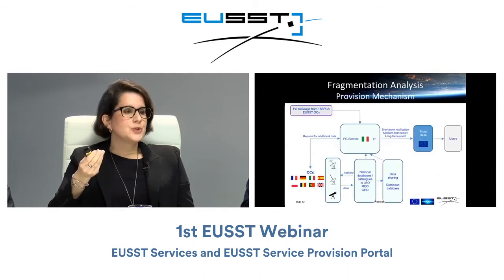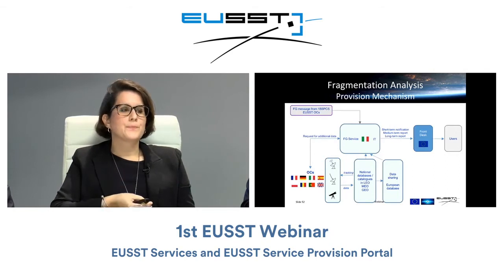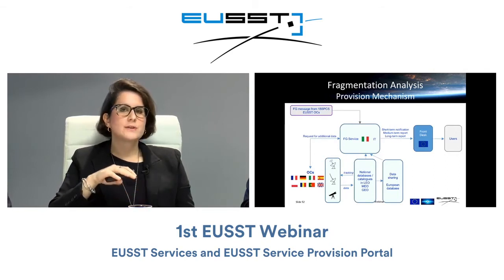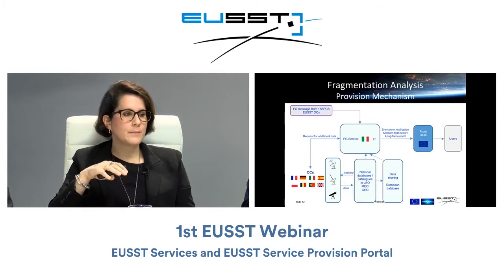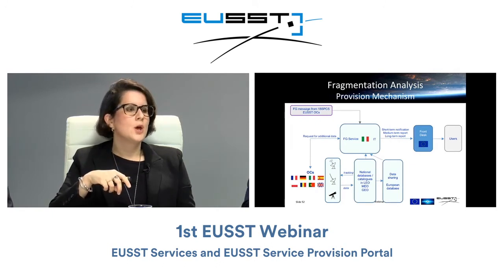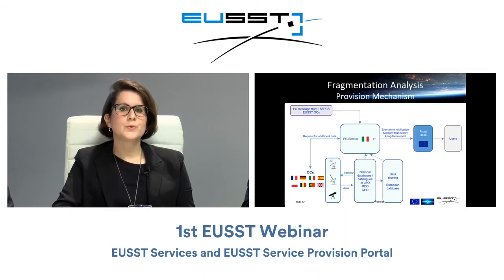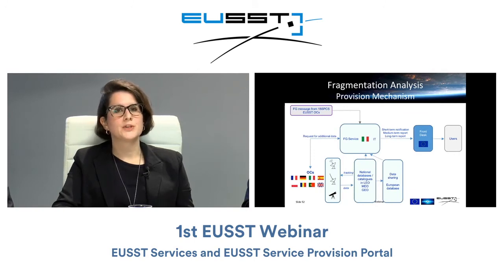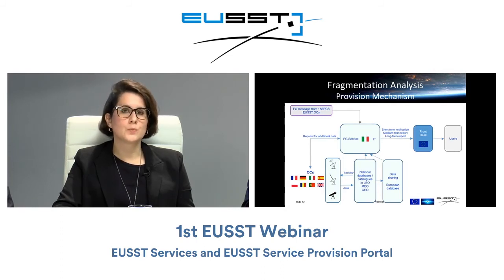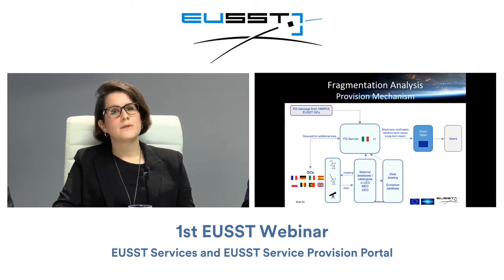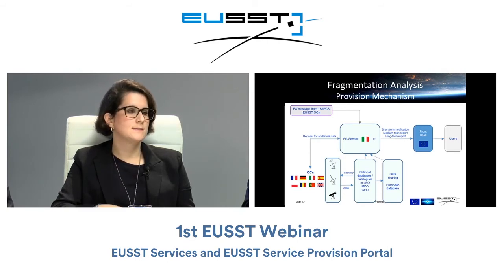Then, what is the provision mechanism of the fragmentation analysis service? As I said before, the OC in charge receives input coming from the European member states, but also from external partners, in the form of fragmentation messages. Whenever there is a fragmentation event, the OC in charge sends a tasking request to the other OCs of the EUSST consortium in order to have additional data to characterize the fragmentation event, to catalog the new fragments, and to generate, when possible, autonomous products. Then these products, through the front desk, are provided to the users, as shown in the right part of the slide.